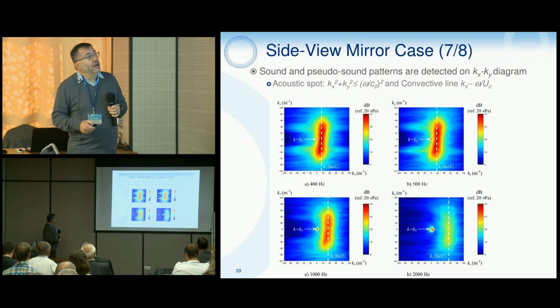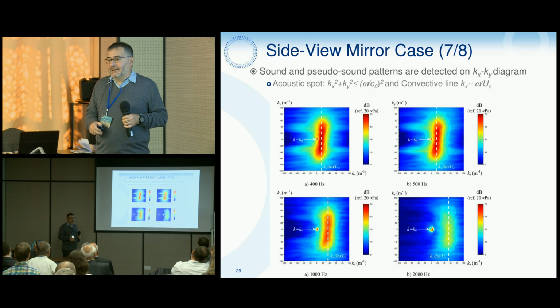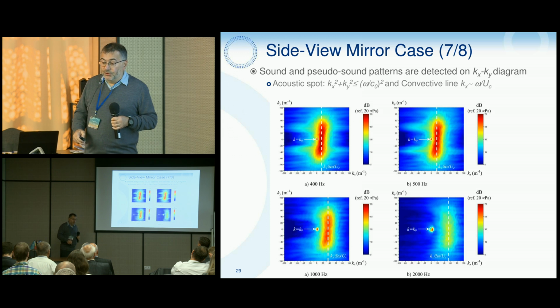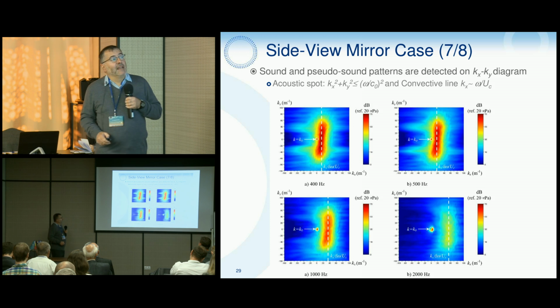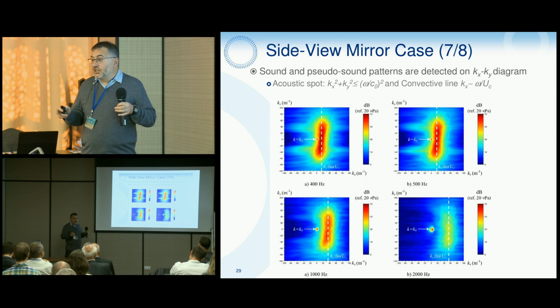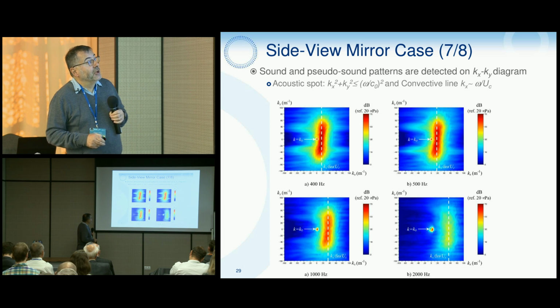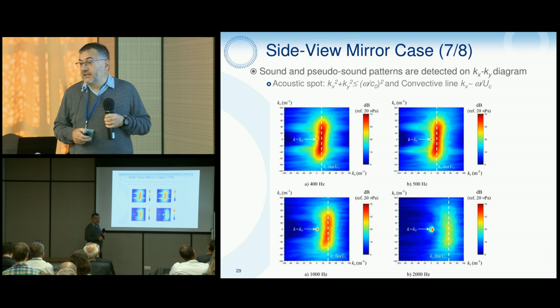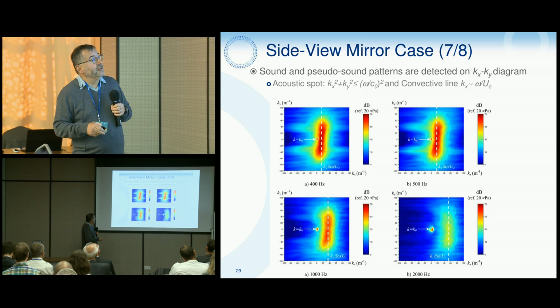All the data computed on the plate downstream of the side view mirror were computed by PSA with a lot of signal processing, and they obtained these KX, KY pictures for different frequencies, where you can visualize the convective line, the convective fluctuations, and you can see the acoustic circle around the 0,0.